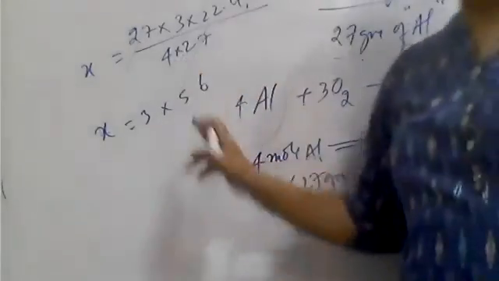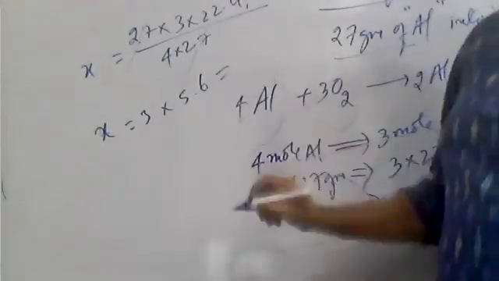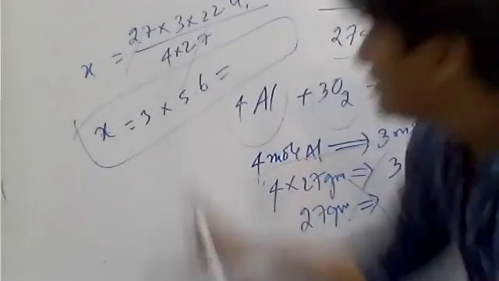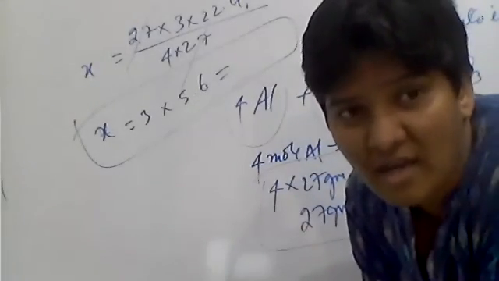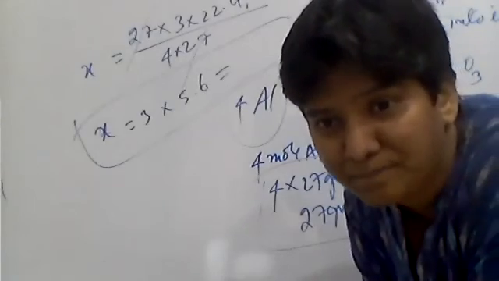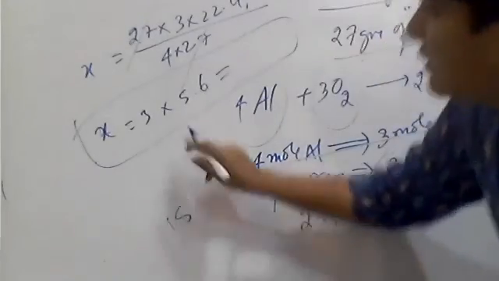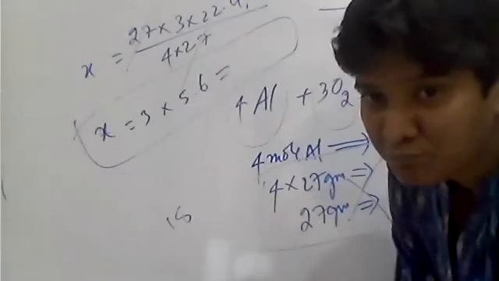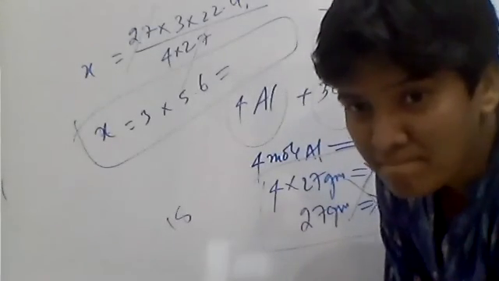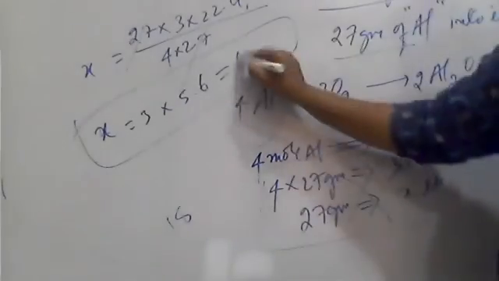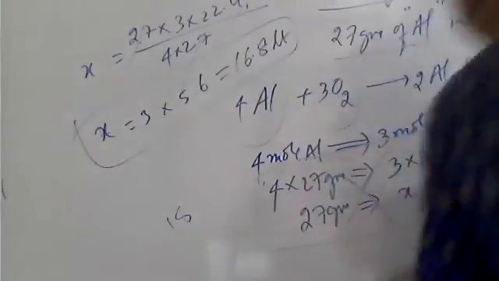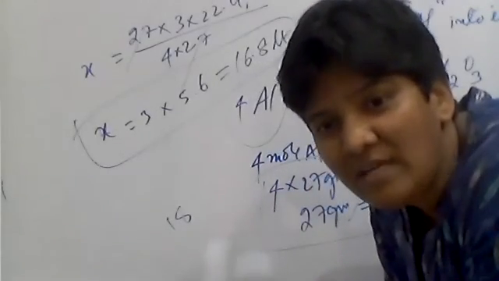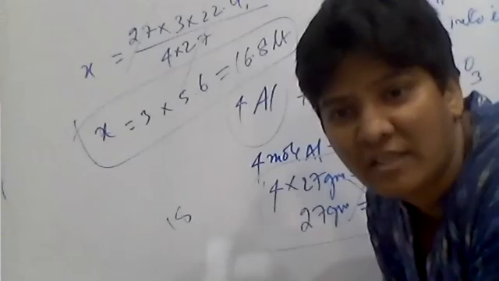Okay, what is this one? 22.4 by 4. What is that? 5.6. And 5.6 into 3. Okay, I hope everyone knows the 3 table. 3 6s are 18. Okay, 18. Then 3 5s are 15. So tell me, what is the answer, beta? 16.8 liters. Got it? Where is Kartikeya? So what is the answer, beta? 16.8. In this way, you have to do the calculation.